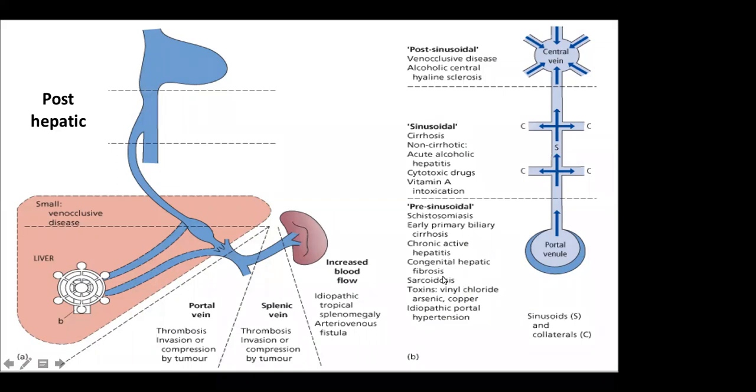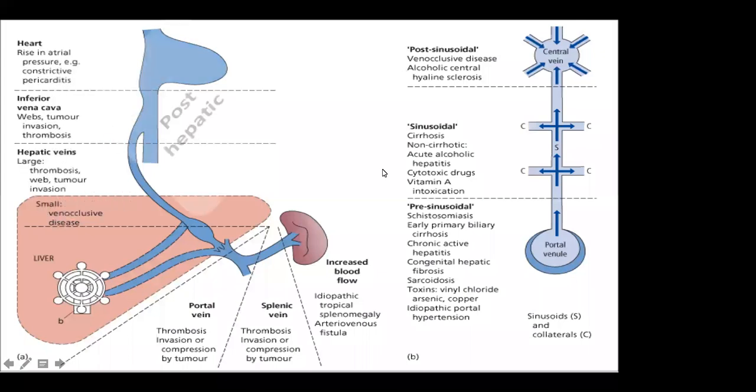or congenital hepatic fibrosis, sarcoidosis, or toxins like vinyl chloride, or idiopathic portal hypertension. All these are causes of pre-sinusoidal. The commonest cause of sinusoidal is liver cirrhosis, and the other non-cirrhotic causes like acute alcoholic hepatitis, or cytotoxic drugs like vitamin A intoxication. And the causes of the post-sinusoidal, like veno-occlusive disease or alcoholic central hyaline sclerosis.